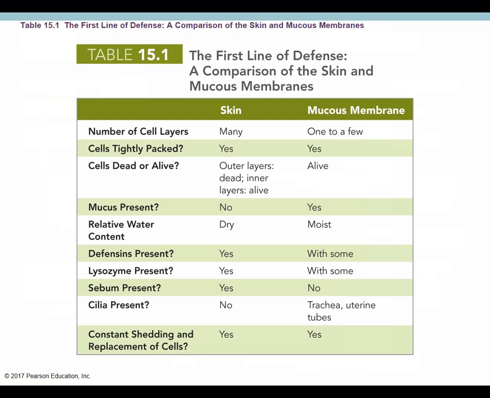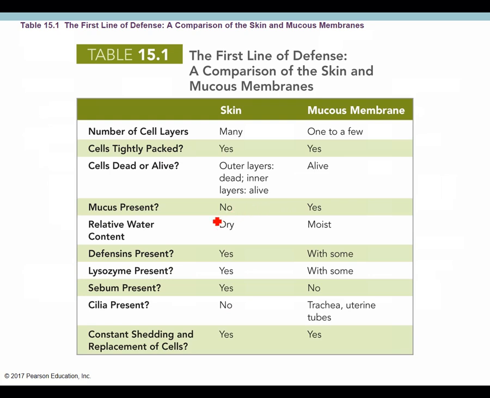So just a comparison of skin and mucous membranes in terms of both of them act as the first line of defense. And the reason this is nonspecific is any pathogen is blocked from entering your body at this point, at the skin or at the mucous membrane. So that's why it's nonspecific.